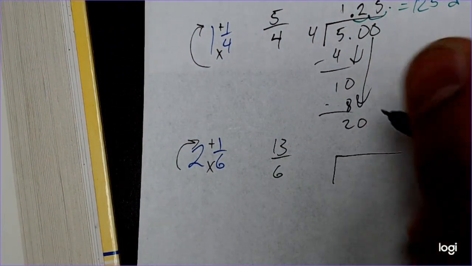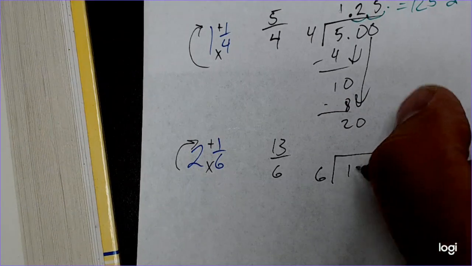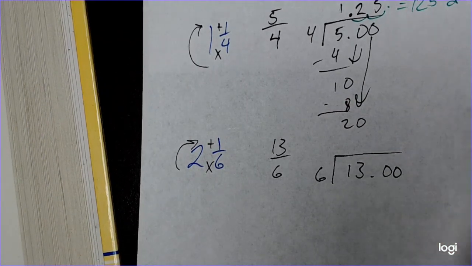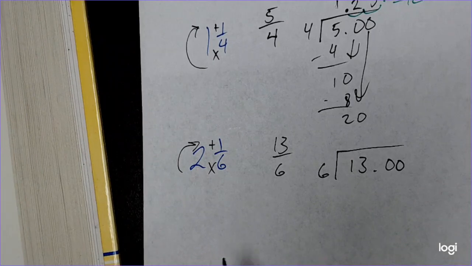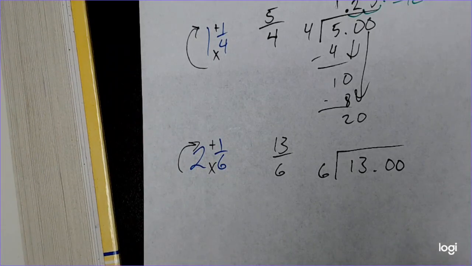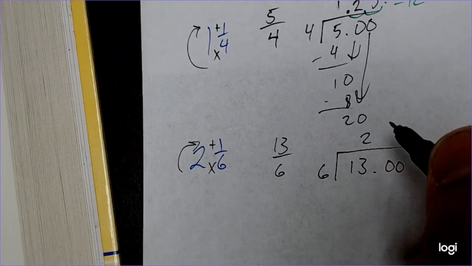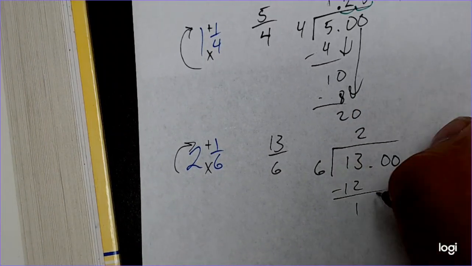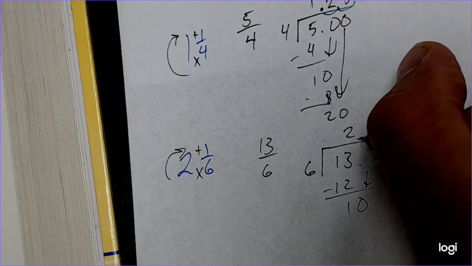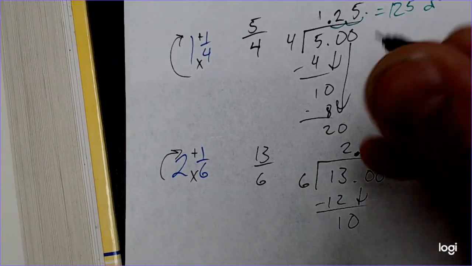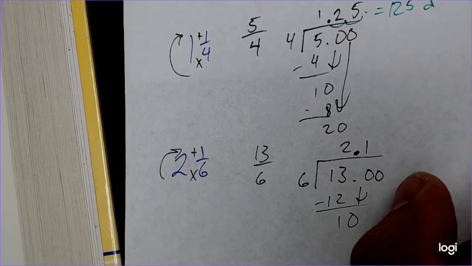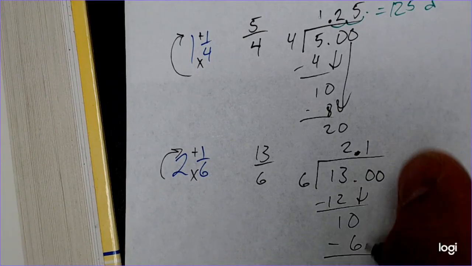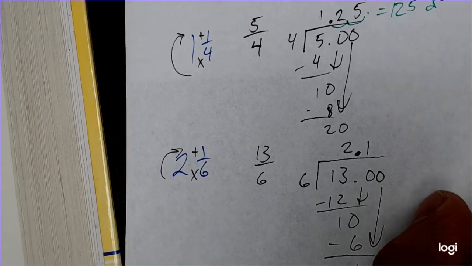I'm going to turn it into a division problem. I put the 6 on the outside, put the 13 on the inside. I'm going to put some decimals because I think it's probably going to turn out that way. Now, 6 goes into 13 2 times. 2 times 6 is 12. Subtract. I got 1. Bring down a 0. 6 goes into 10. Oh, you put that decimal point there. 6 goes into 10 one time. 1 times 6 is 6. Subtract. I've got 4. Bring down the 0.